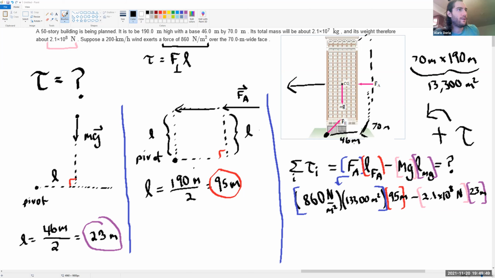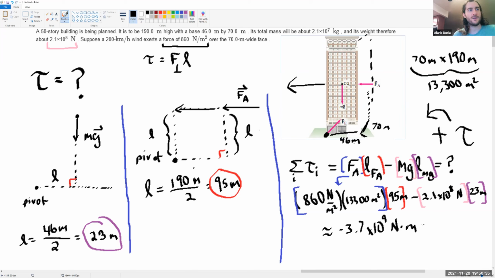I come up with a negative number here, and it makes quite a lot of sense because the actual weight of this building is so large compared to the force due to the wind here. So what I get for the number, again, double check me on this, make sure I haven't made a mistake in the calculator, is roughly minus 3.7 times 10 to the 9 newton meters. So units of torque are newton times a meter. So double check I didn't make a mistake there.